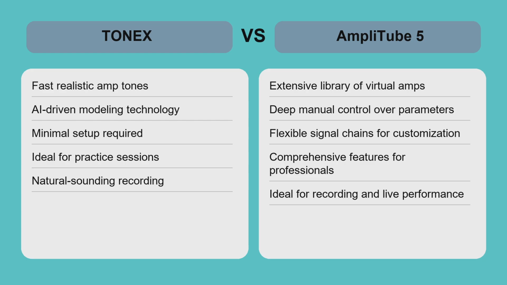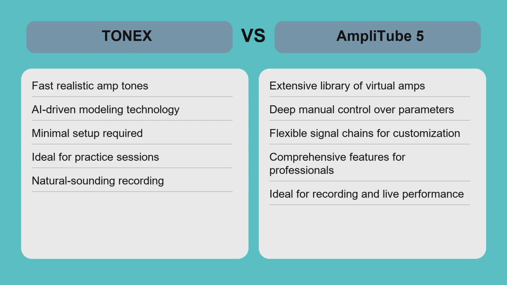TONEX's simplicity and natural response make it excellent for practice and recording sessions focused on realism. However, AmpliTube 5's comprehensive features and licensed gear library make it the better choice for professionals requiring versatility and detailed control. The trade-off is between ease of use and depth of customization depending on your workflow and tone preferences.